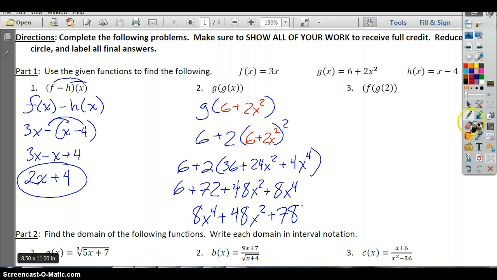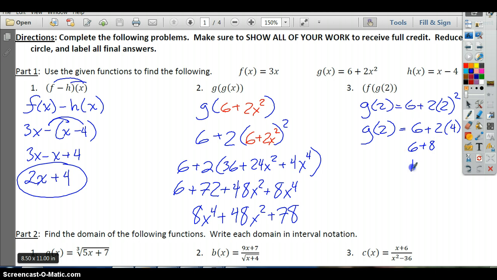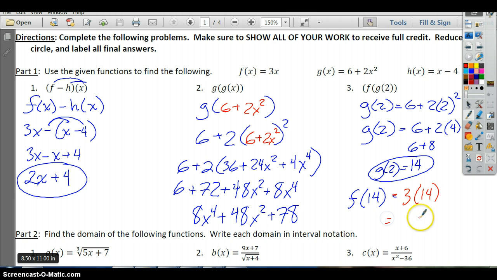All right, the last composition would be f of g of 2. Now, it'll probably be easier just to do g of 2 on the side and actually evaluate that. We'll substitute this answer in for g of 2. So this is 6 plus 2 times 4, which would be 6 plus 8, which would be 14. So I'm going to substitute 14 in for the g of 2. So I'm testing f of 14. So f of 14 will be 3 times 14, and everybody knows that would be 42. So there's the first 3 problems.